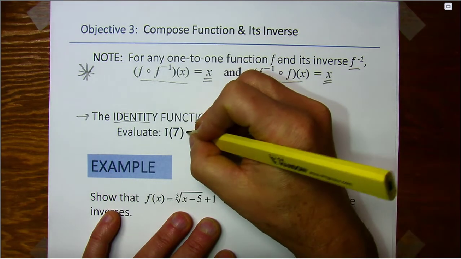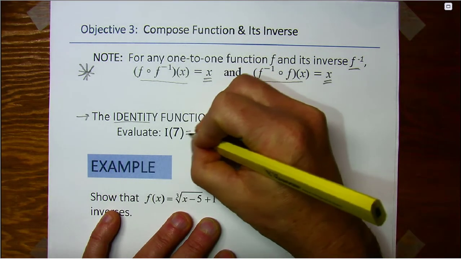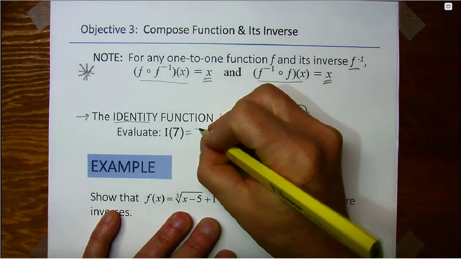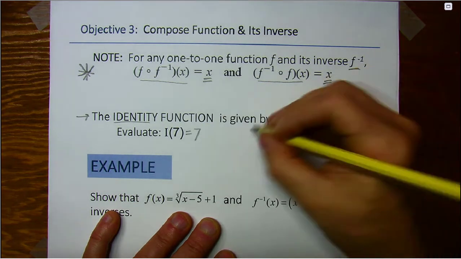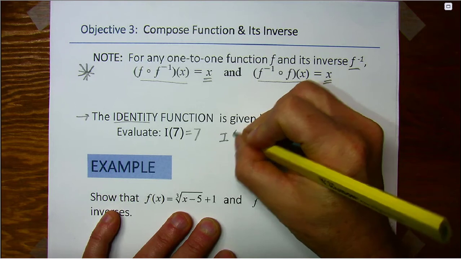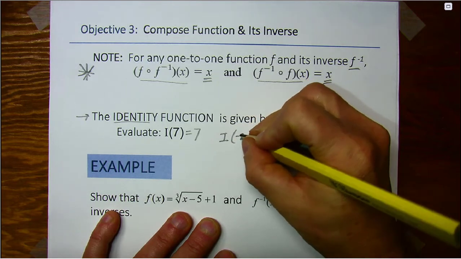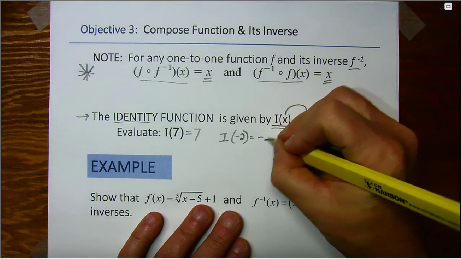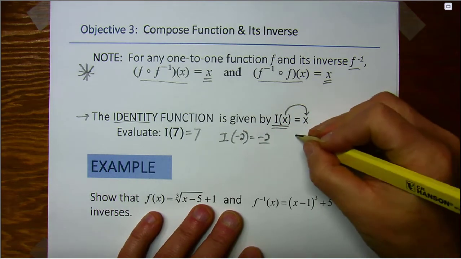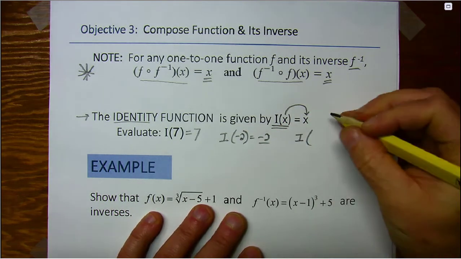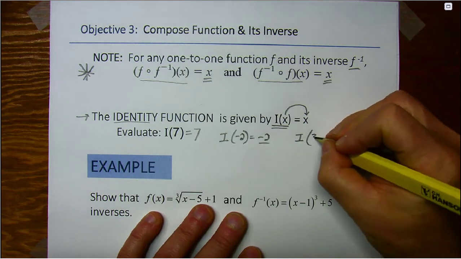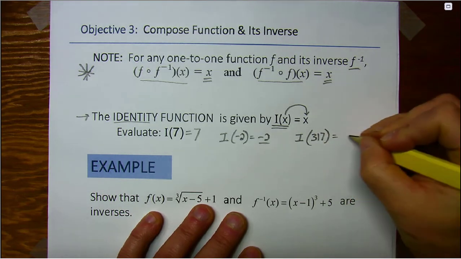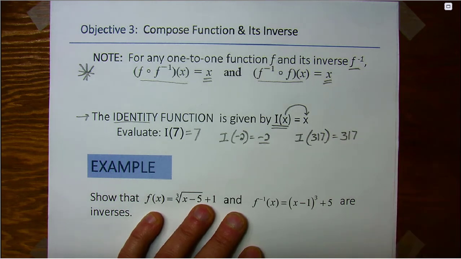So tell me, what is the identity function evaluated at 7? It is 7. Let's do another one. What is the identity function evaluated at -2? I'll let you think about that for a minute. It's -2. One more just to make sure you've got this. What is the identity function evaluated at 317? It's 317. Now, here's what I want you to notice from that.